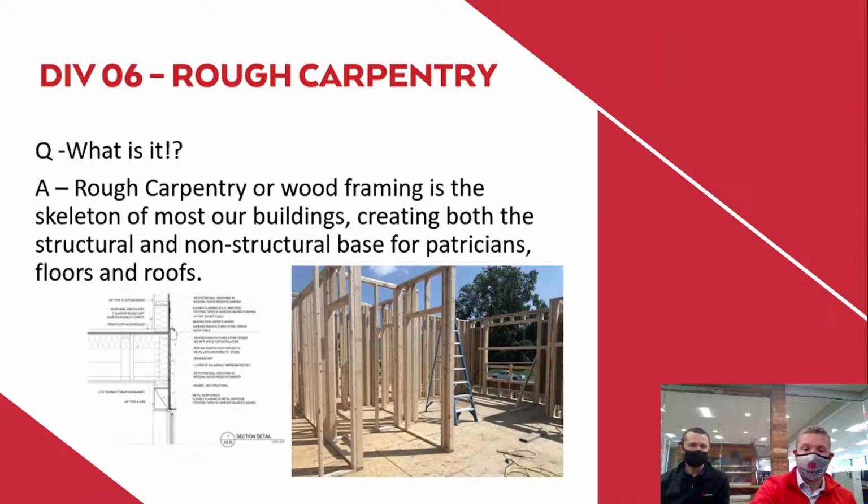Awesome. So Division 6, rough carpentry, wood framing. What is it? Rough carpentry or wood framing is the skeleton of most of our buildings, creating both the structural and non-structural base for partitions, floors, and roofs. So basically, guys, it's the internal system that holds it all together. It is the very beginning of the process after concrete goes in on most projects that we're doing with Harkins today.